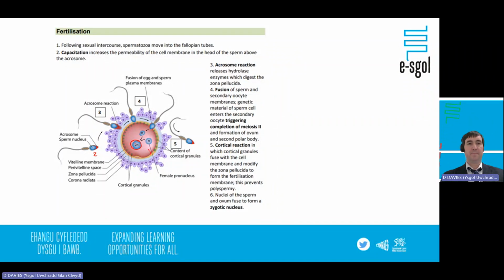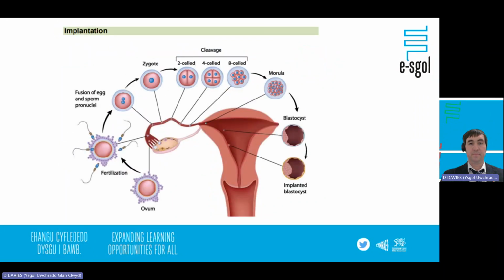How exciting! So fertilization: intercourse, capacitation, acrosome reaction, fusion, cortical reaction. That is probably best as a list or as a table. So step 1 is capacitation, and then what occurs at that step, and then you've got fusion, what happens there. That would be a good way of writing those notes.